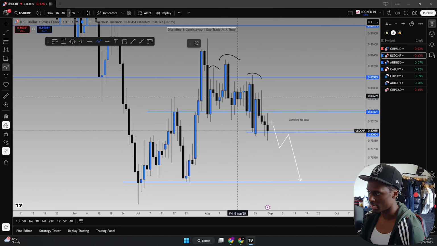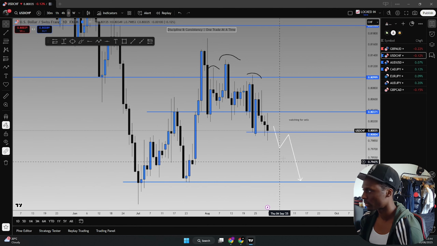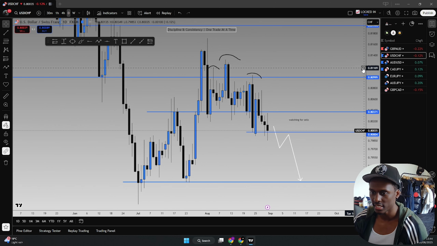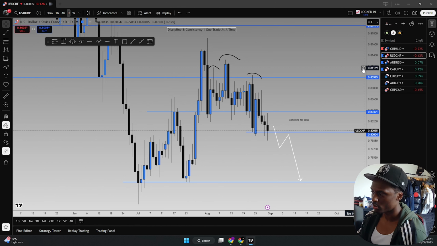That's one level you can aim for, or you can aim for the lower low, which would be this level of support. So that's it in a nutshell. You just want to be following the trend from the weekly to the daily. So now I'm going to show you an example which I don't take.